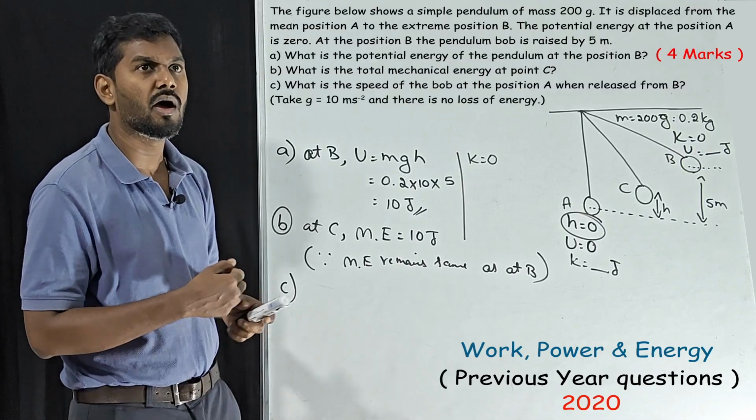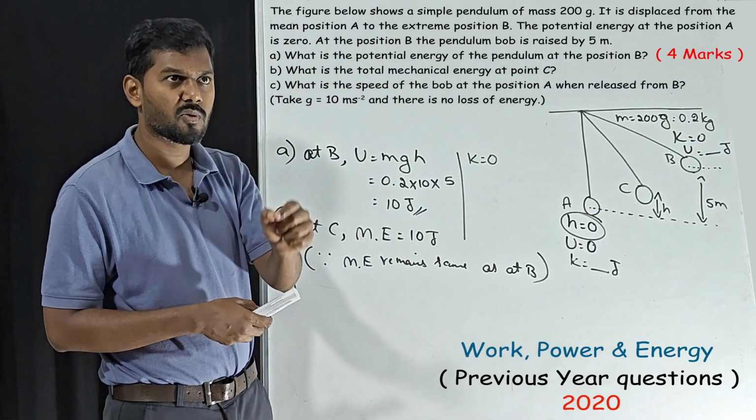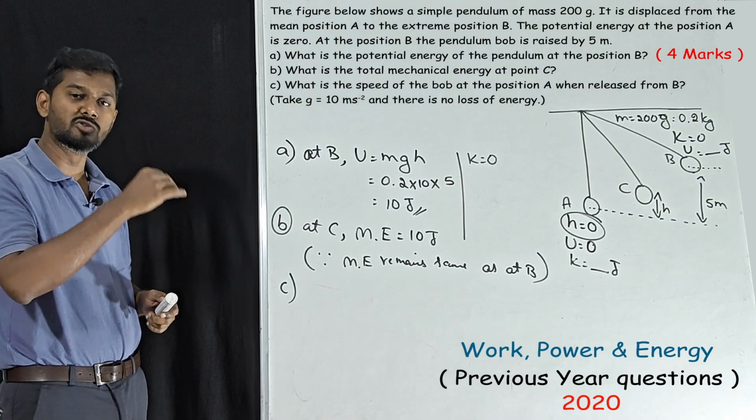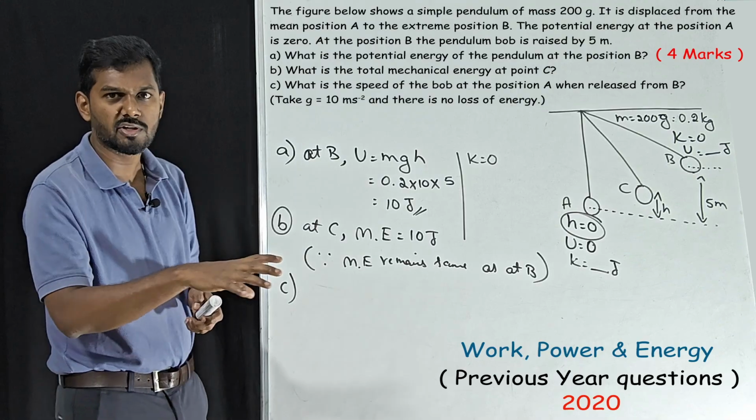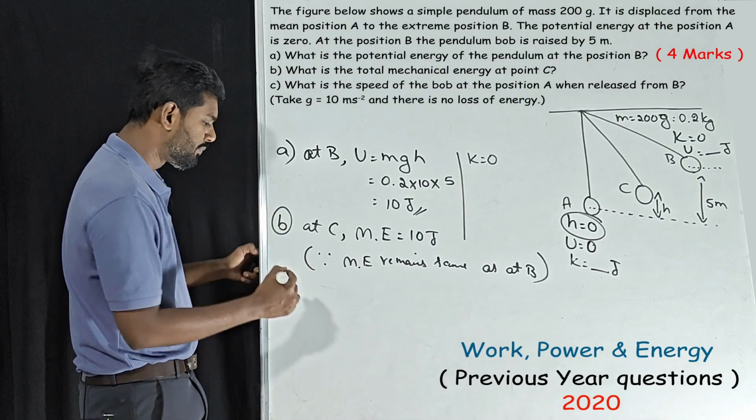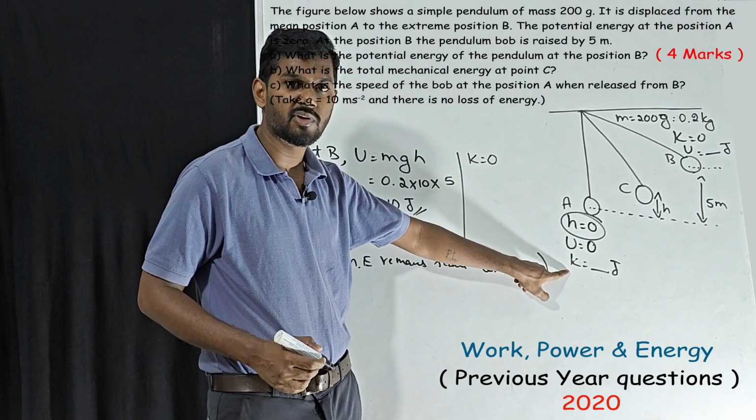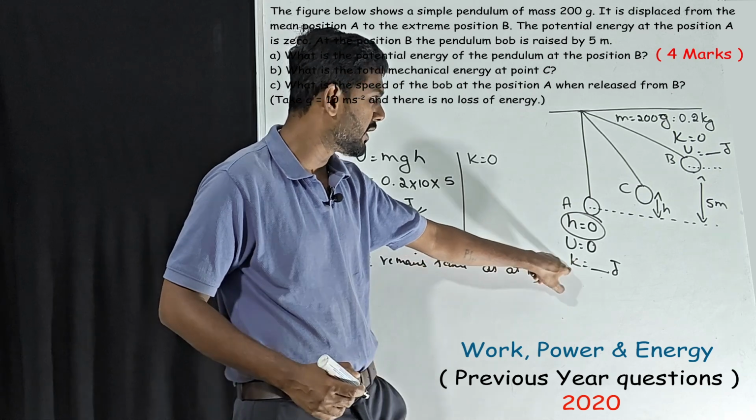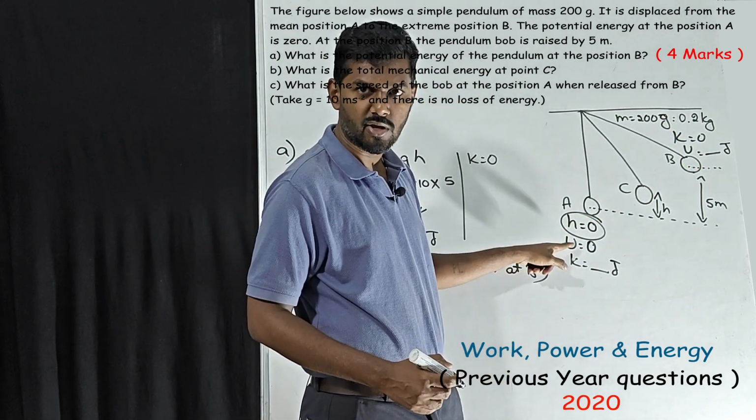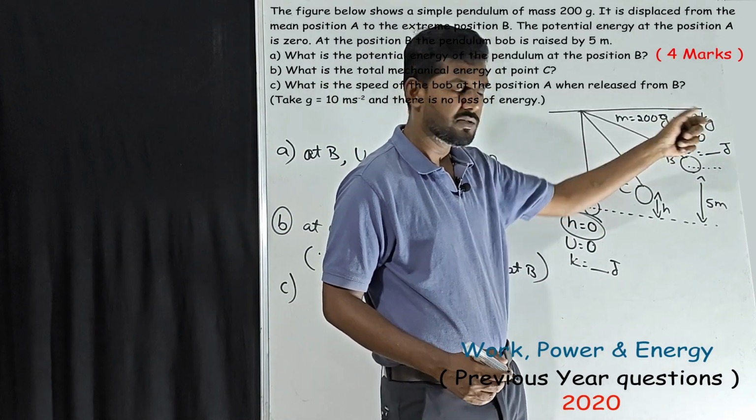See, when it is a frictionless medium, they have mentioned take g equal to 10 meter per second square, and there is no loss of energy. I'll train you in both ways so that you will be perfect. We need to find the velocity of the bob, correct? Whatever kinetic energy we have, that will be maximum, equal to the potential energy here. Because here potential energy is 0, kinetic energy is maximum. Here potential energy is maximum, kinetic energy will be 0.